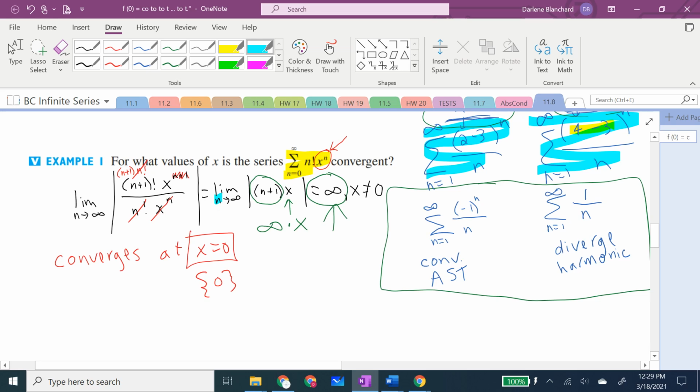So if n is approaching infinity, let me just point out, that's the variable of sigma. X is not the variable of sigma. It just sticks around going, hey, like that.